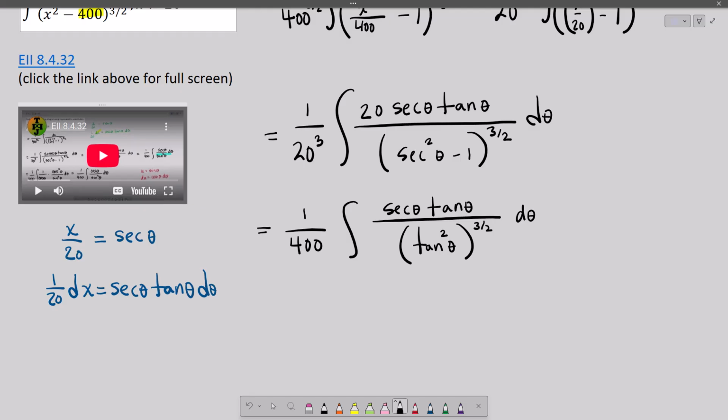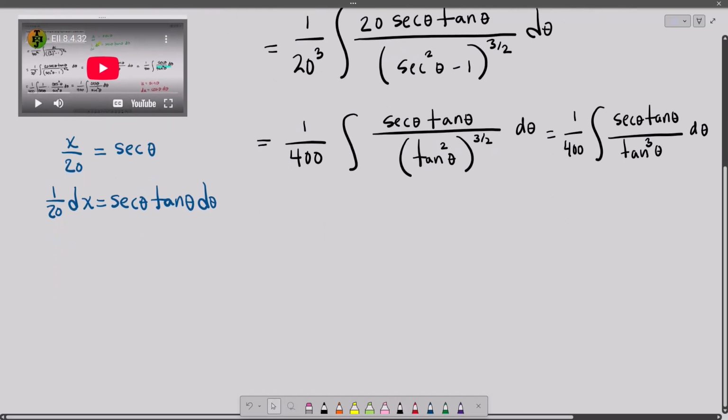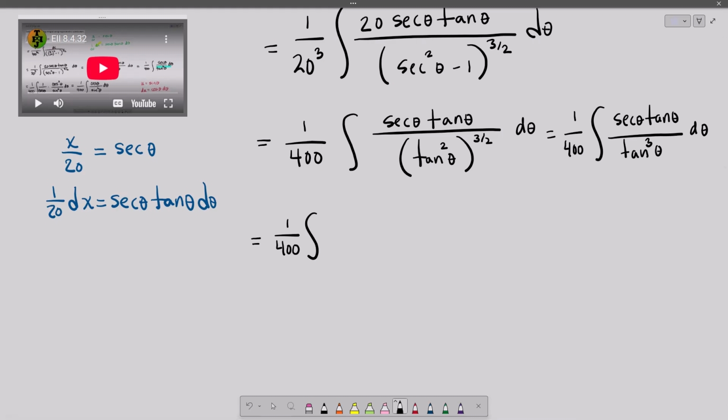Power to power, what's the exponent rule of power to power? Multiply. Power to power, we multiply. So this is going to turn into 1 over 400 integral secant in the numerator. In the denominator, we're going to end up with tan cubed. So one of those tangents is going to cancel, and we're going to be left with secant to the 1 power. So secant to the 1.